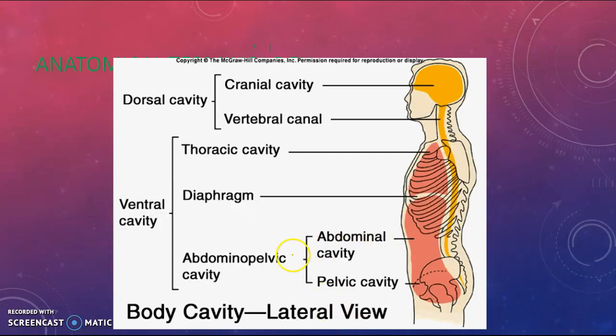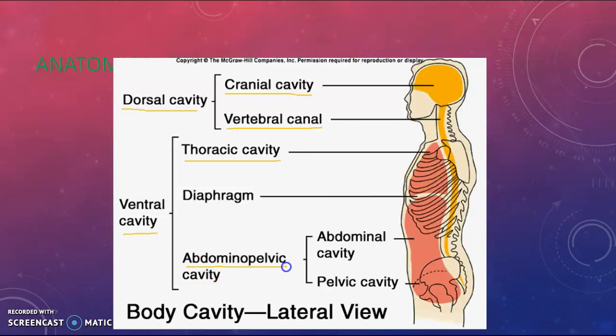So let's go over that really quickly again. So here are your two major body cavities, your dorsal and your ventral. The dorsal is going to divide into the cranial cavity, which houses your brain, and the vertebral cavity, which houses your spinal cord. The ventral body cavity is much larger and contains the thoracic cavity. The thoracic cavity is going to contain your heart and your lungs, the heart being enclosed by that mediastinum.